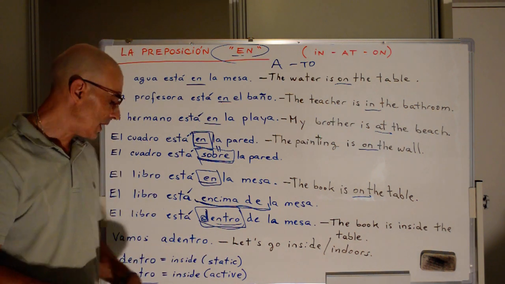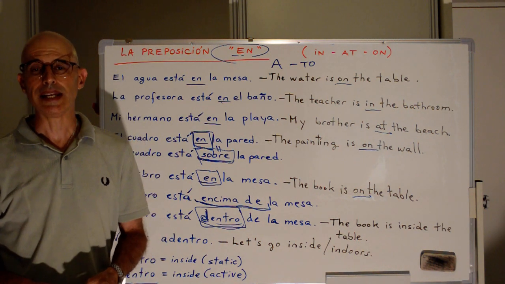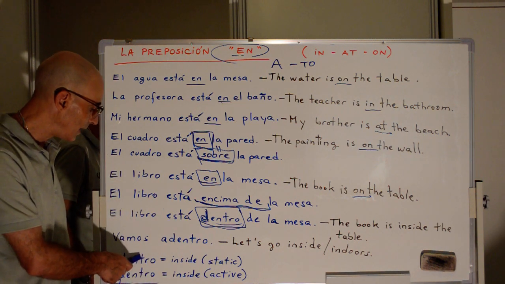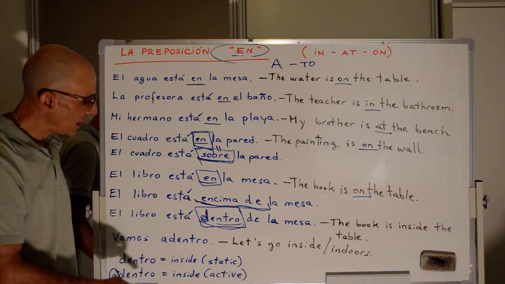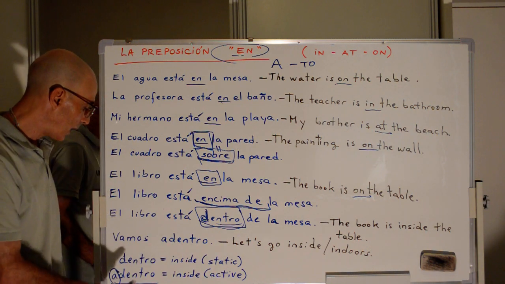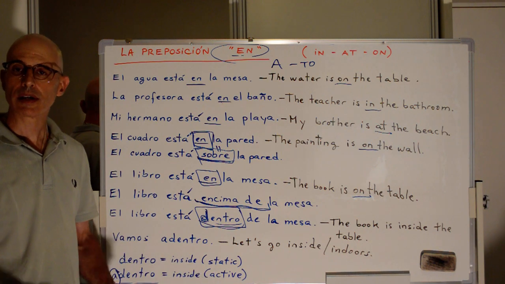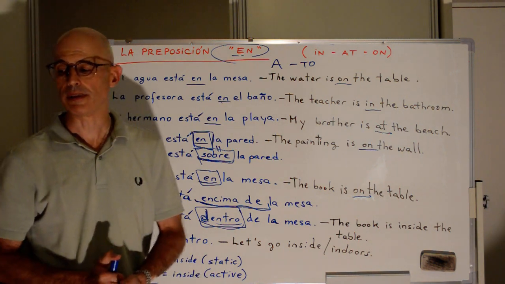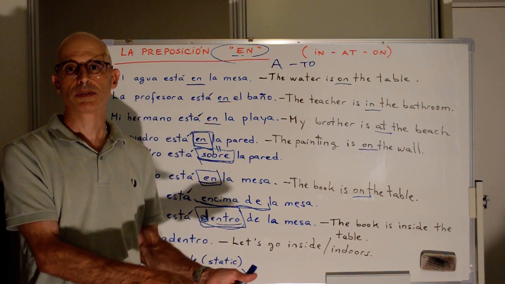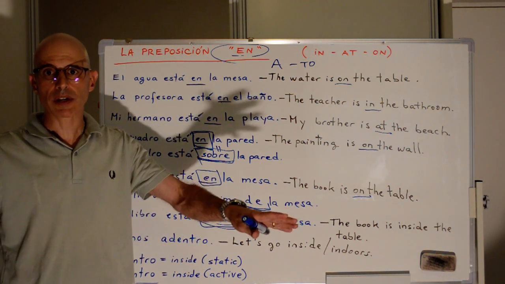So when do we use dentro and when do we use adentro? This is something that even a lot of native Spanish speakers fail to use the right preposition because they don't know the difference between dentro and adentro. So dentro means inside, but it's static. While adentro means inside, but it is active. Alright? Example. I want to say, the book is in the box. Right? So it's in the box, it's static, alright?